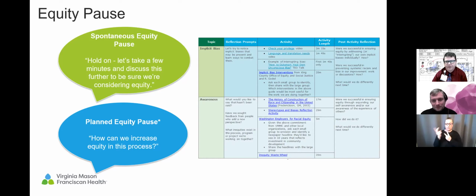There were two frameworks around this that were built. One is for the spontaneous equity pause, which is a way to address inequities as they manifest. An example would be stopping the line to address inaccessibility of our mobility challenged patients to our COVID-19 vaccine clinics. Another framework is for the planned equity pause.